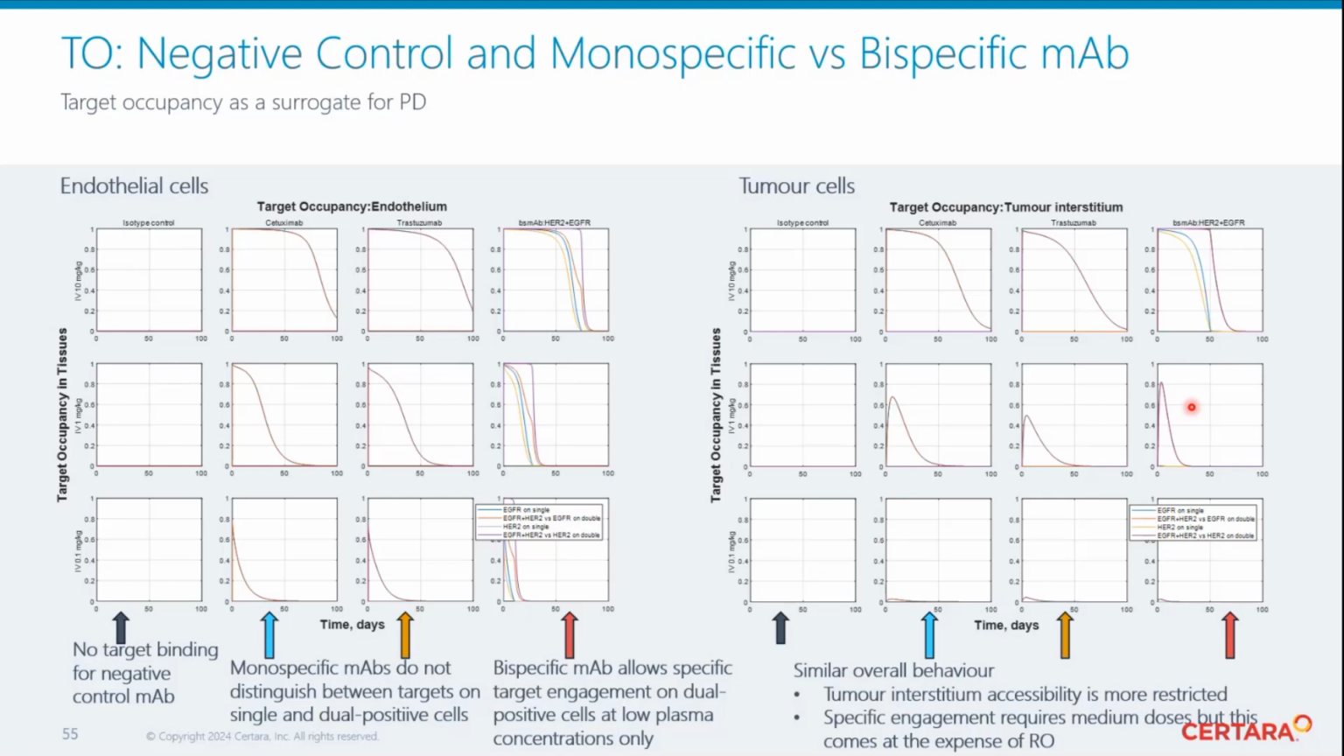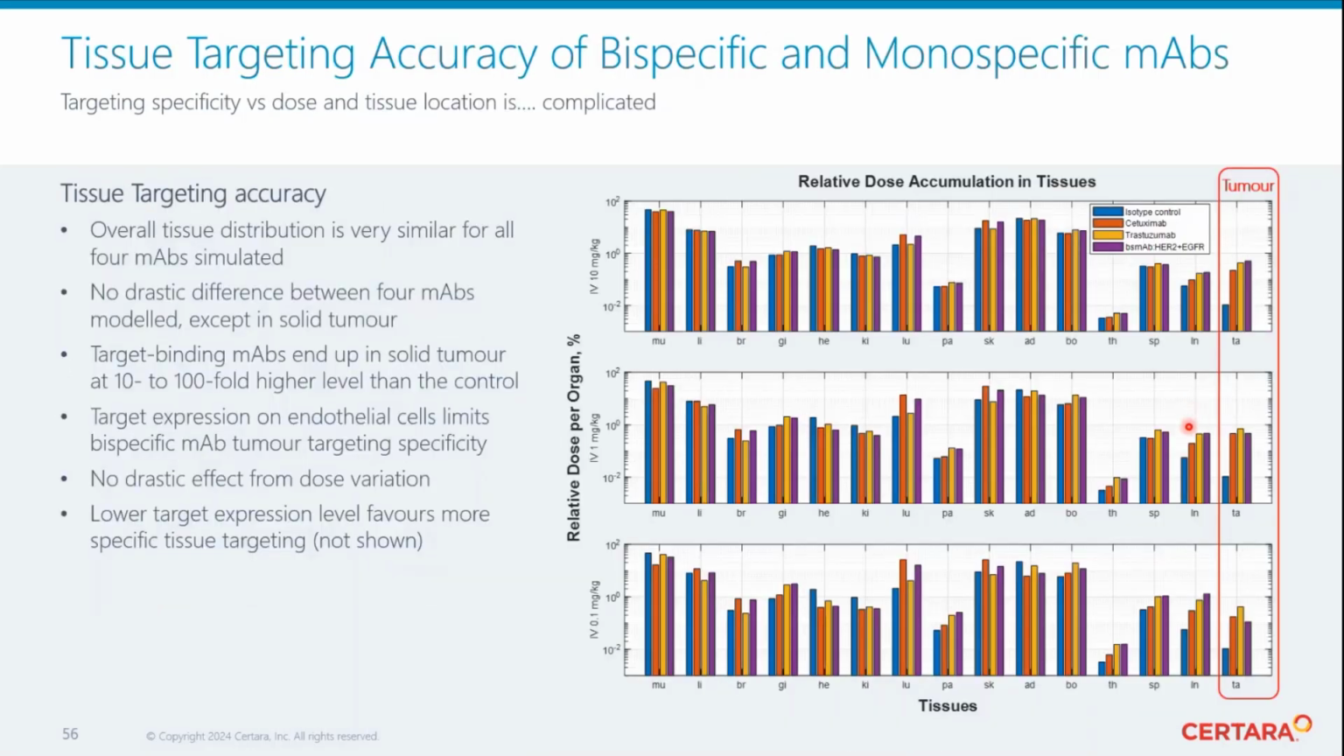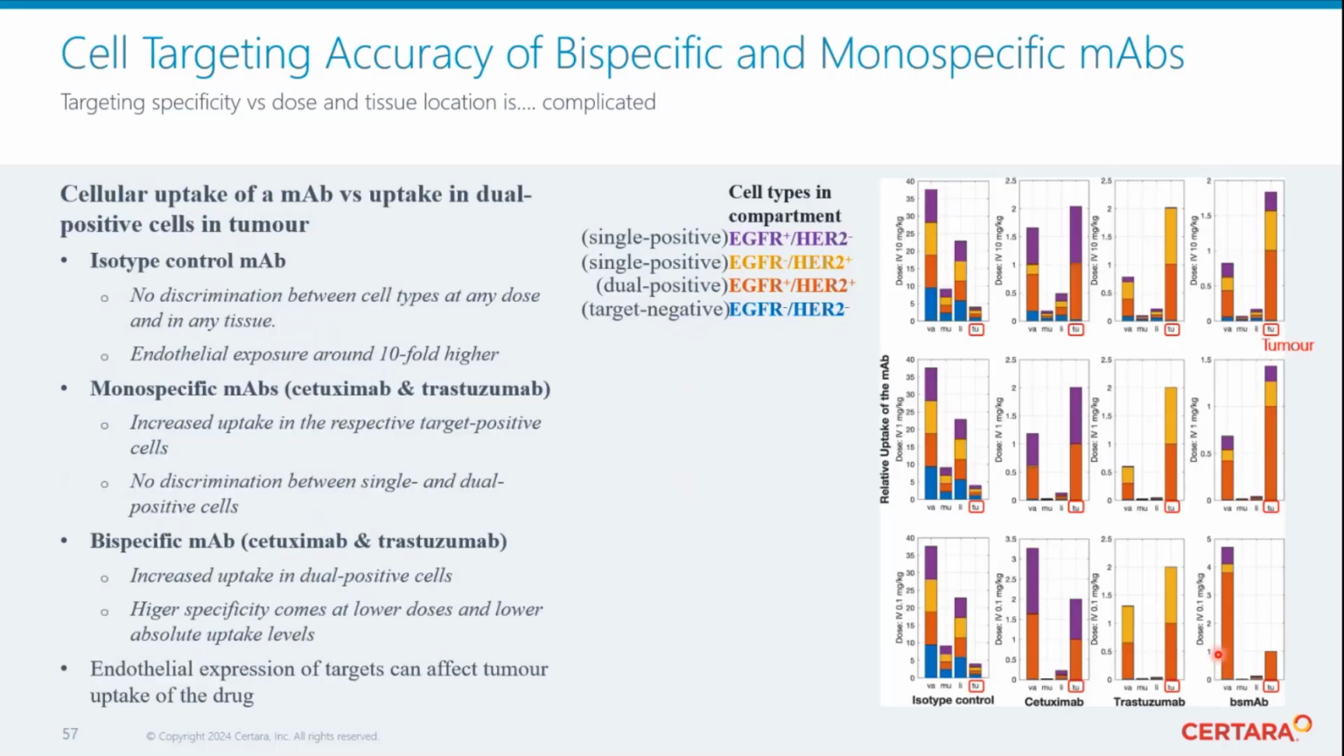So these are the physiologically imposed boundaries to antibody targeting. So a bispecific antibody can be more specific than a monospecific one, but it's not a miracle drug. It's the same as with a monospecific antibody, just a fraction goes to the targeted organ, something between 0.1 and 1%, depending on the dose and the target expression level.